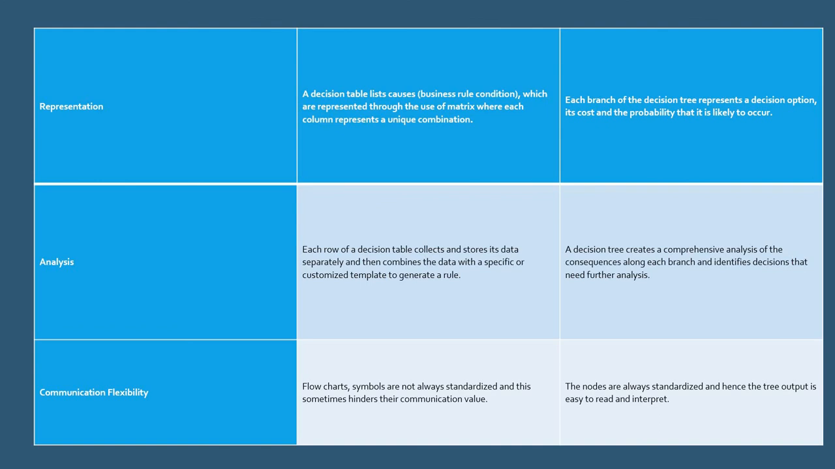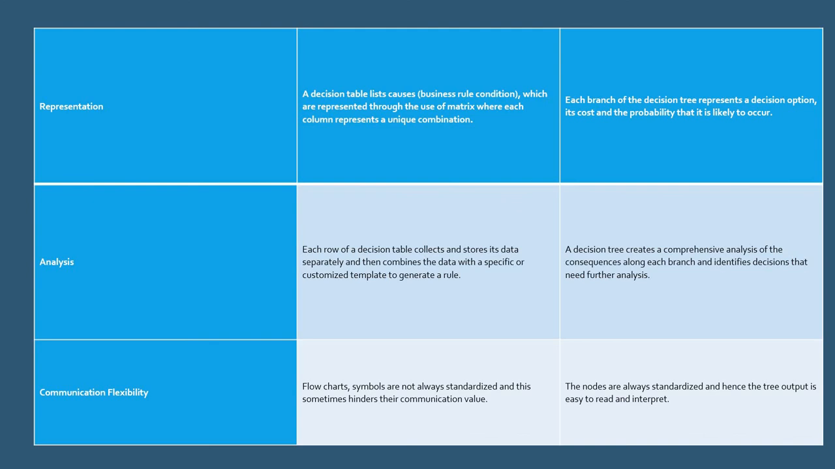Under analysis, each row of a decision table collects and stores its data separately and then combines the data with a specific or customized template to generate a rule. A decision tree creates a comprehensive analysis of the consequences along each branch and identifies decisions that need further analysis.